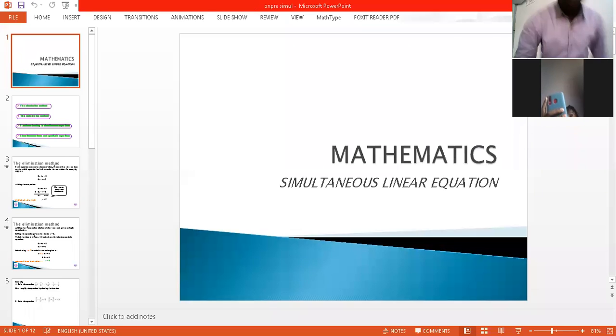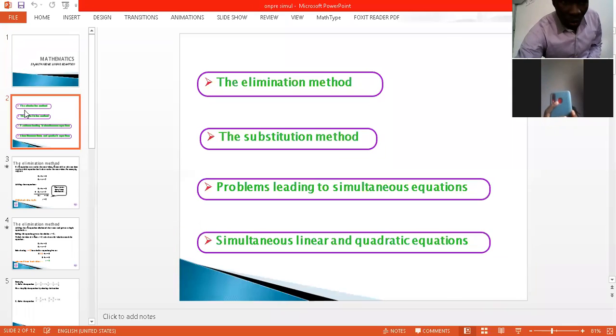Okay, so we start right away. Remember what we did last lesson, I think on Tuesday, mathematics, solution to simultaneous linear equations. And we discussed one method, the elimination method. I'll quickly run through it, but the method for today is the substitution method.